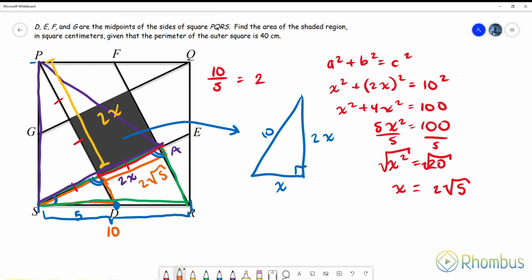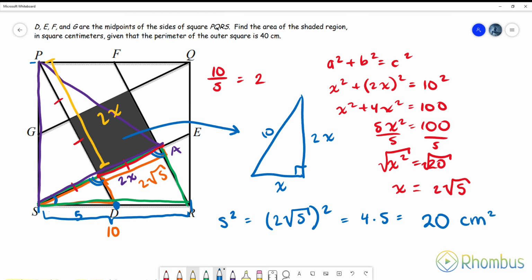Now that we have the side length of the square, all we have to do is plug it into the formula for the area of a square. That is just the side length squared. So if we did that, we get 2 square root 5 squared. And if we distribute that, we get 4 times 5, which is just our final answer, 20. So the final answer is just 20 square centimeters.